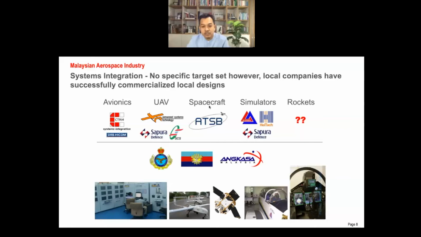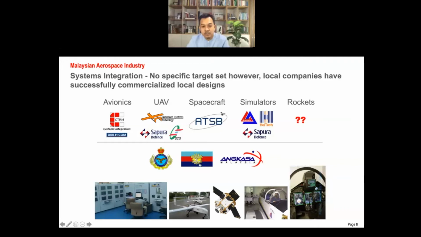We also have spacecraft related activities, ATSB, and unfortunately ATSB has been closed down. This was a GLC, a government linked company under the Ministry of Science, Technology and Innovation, but the company has been closed down due to poor management. And then we have simulator system integration players like High-Tech, Padu, Ikramatic, and Sapura Defence. There were no major or active players for rockets at that particular moment. We have Angkasa, now called MYSA.